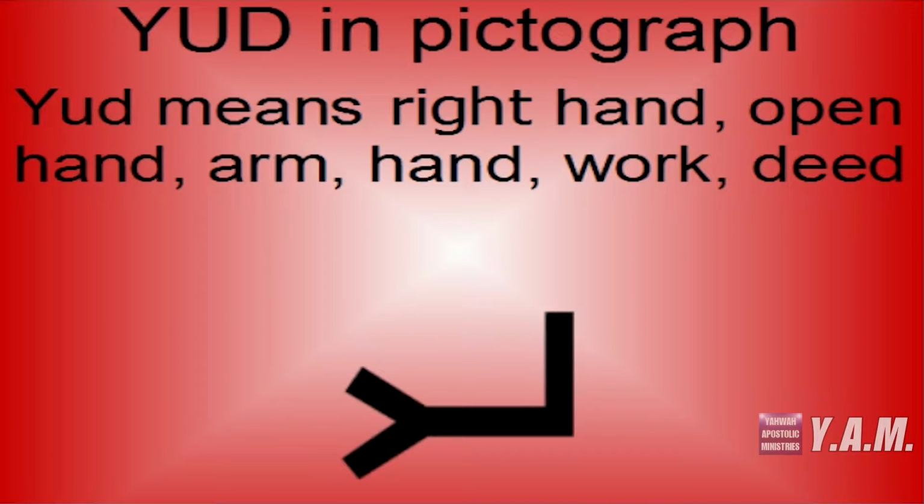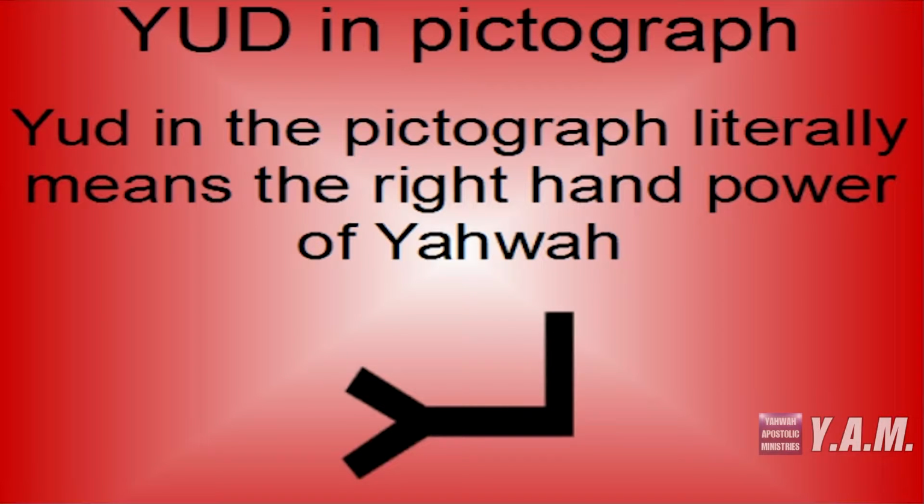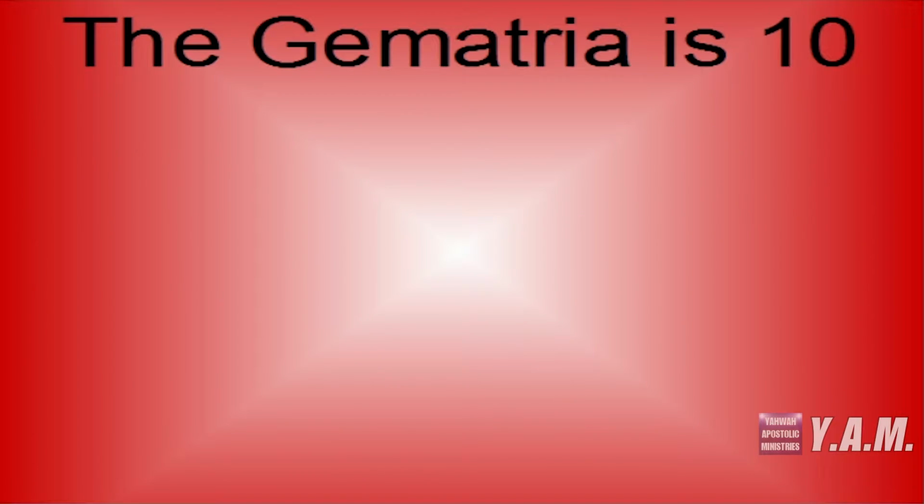The Yud in the pictograph means right hand. We saw that it meant open hand, or an arm, or a hand, or work, or a deed. And now there it is again in the pictograph on the bottom. We also saw that Yud in the pictograph literally means the right hand power of Yahweh. And we got deep into that.